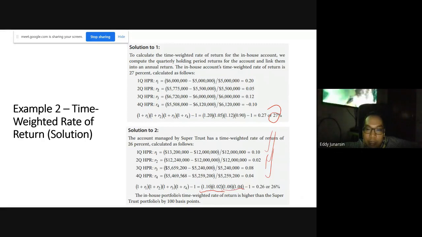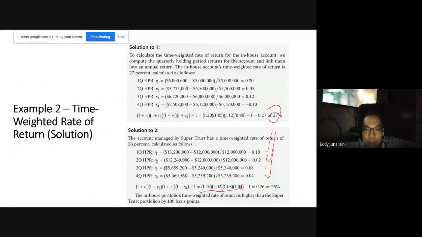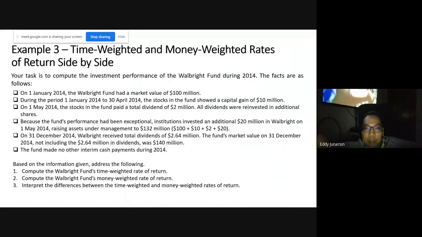But again, this is within a year. Quarterly, you see. So we don't need to make a power, to the power of 1 over n. We don't need that because it's within a year. If it's more than 1 year, then you need to find the power of 1 over n. But here it's within a year, so you simply calculate, and it's 26%. Very easy.